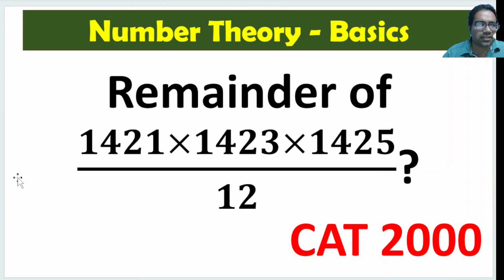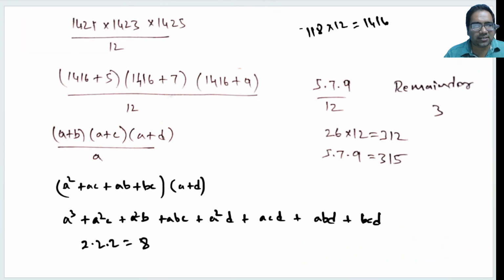These kind of problems, there's a small trick. How do we express this in a different way so as to calculate this remainder very easily? Let us take this example. (A plus B) into (A plus C) into (A plus D) by A. In this case, let's say there is A in all the three cases, divided by A.